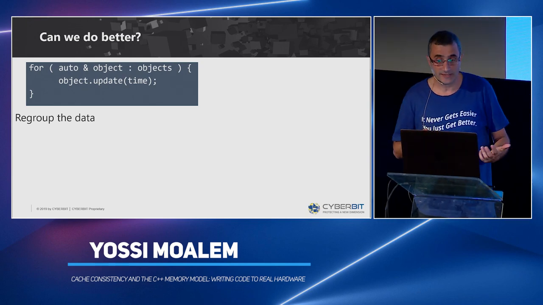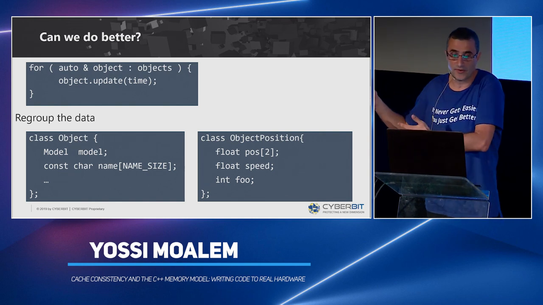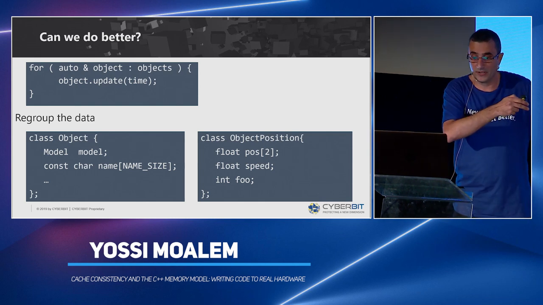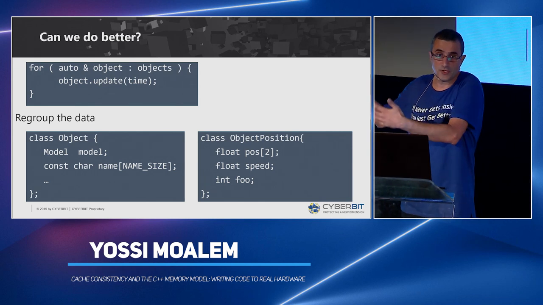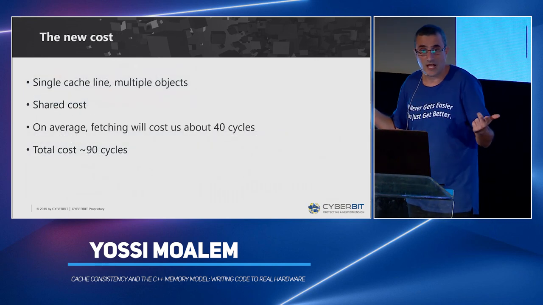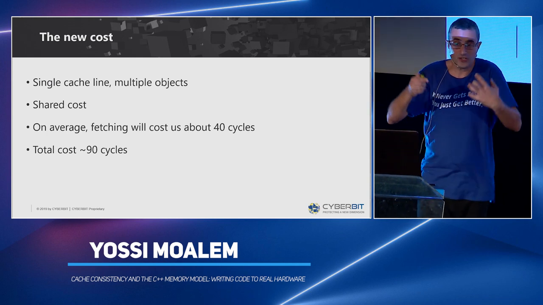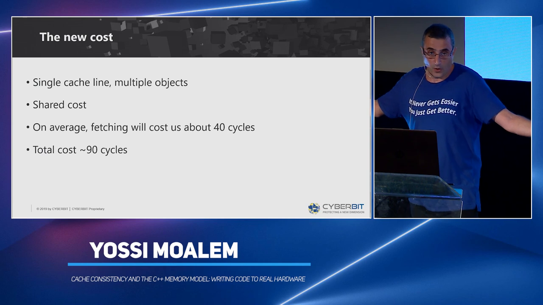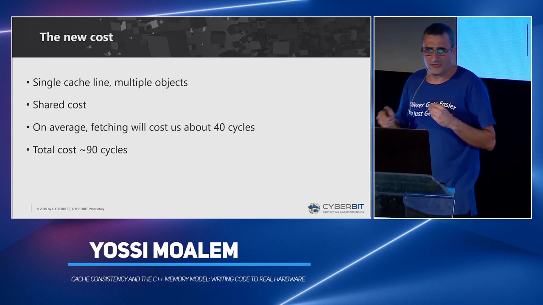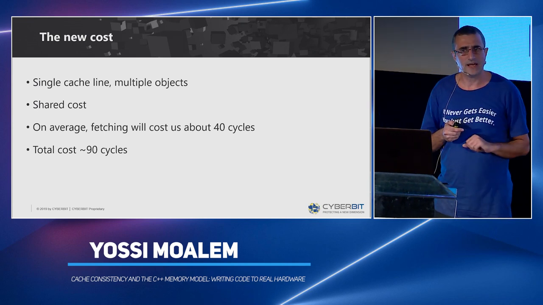So let's regroup the data. We'll have the model, but all the things to deal with the position we'll just tear out. So now we won't have to load the whole model. We'll just load the position, just the data that we need, and that will be consecutive. So in a single cache line, we'll have multiple objects, so the cost of fetching it will be shared between all the objects. On average, the fetching will cost us something like 40 cycles, so we've reduced the cost to about 90 cycles.